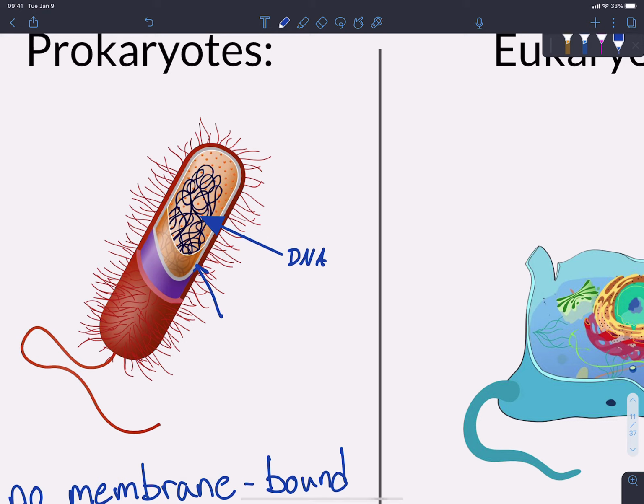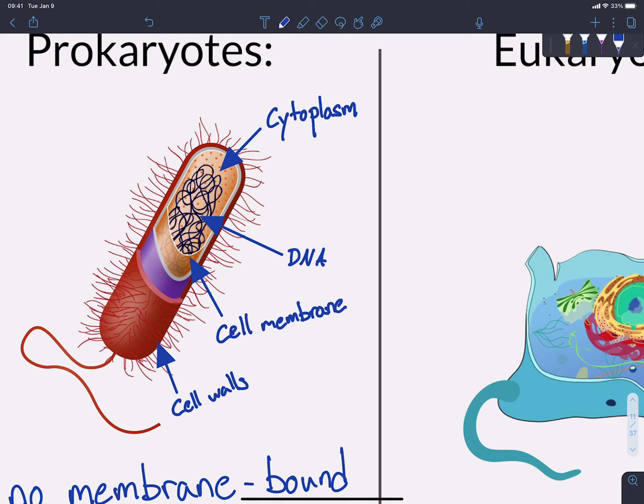We have a cell membrane right here. It's this orange thing, right? So we have our cell membrane. So regardless of what type of cell you are, externally you do have a membrane separating your inside from your outside. Prokaryotic cells also have cell walls, and they have cytoplasm, which is this liquid inside of the cell, and they have ribosomes, which are these orange dots here.